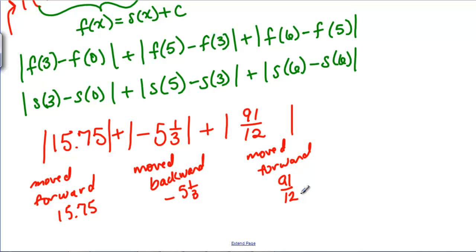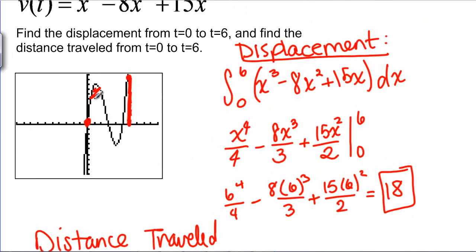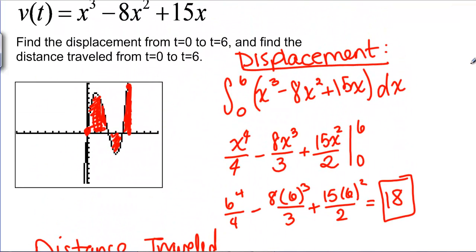So when we just take the integral from 0 up to 6, we are adding the two positive areas, 15.75 and 91/12, and subtracting off the negative area, the negative 5 1/3. But if we want the total distance traveled, we need to make all of these positive numbers. So we're going to add them all up. 15.75 plus 5 1/3 plus 91/12, which gives us a total distance traveled of 28 2/3 units. And if we look in the graph up here of our velocity function, we can now see this is our 15.75, this is our negative 5 1/3, and this is our 91/12. So if we add them all up, the positive values, the total distance was 28 2/3. But if we look for just the displacement, how far is it from where it started? The answer to that is 18.